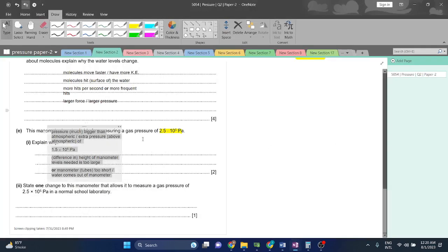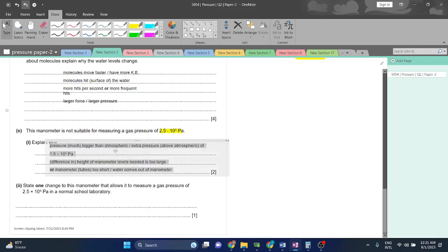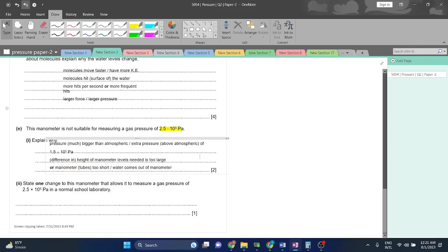For this, I think it comes in the next chapter's question, and I'll explain it there. Pressure much bigger than atmospheric. Extra pressure above atmospheric of 1.5 into 10 raised to the power of 5. Difference in height of manometer level needed is too large. Yes, manometer tubes too short. Water comes out of the manometer, exactly like I told you.